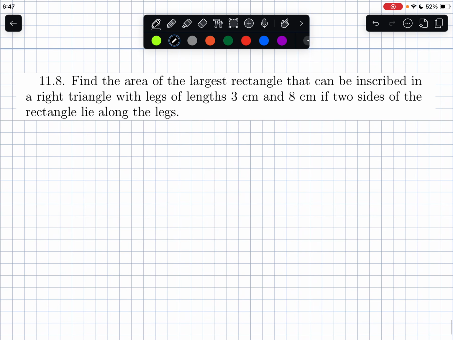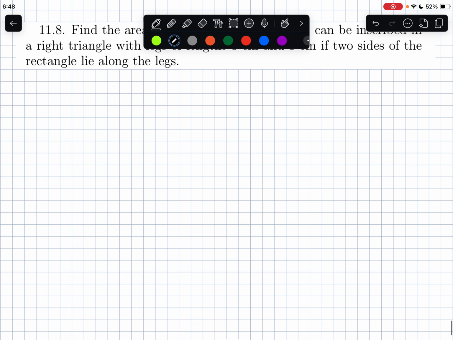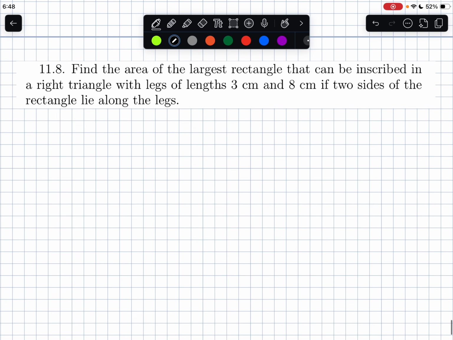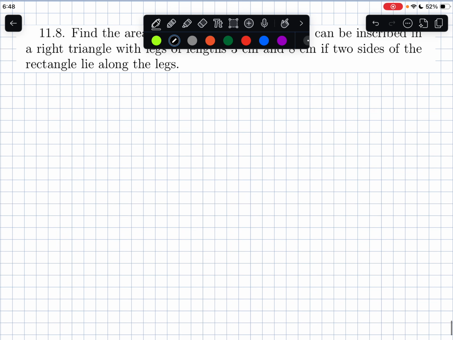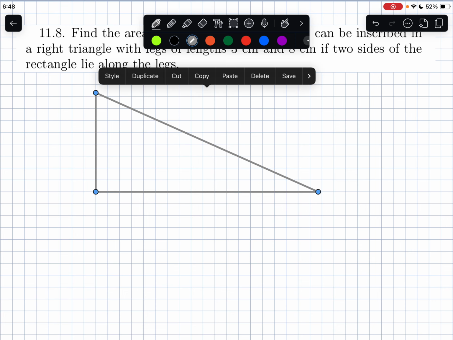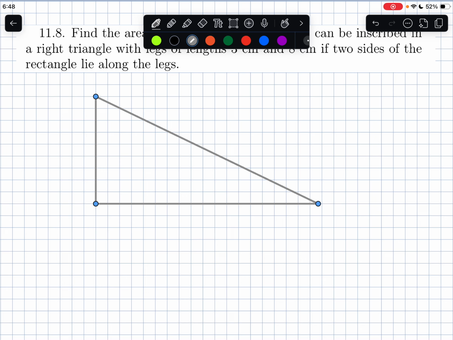Find the area of the largest rectangle that can be inscribed in a right triangle with legs of length 3 and 8 centimeters if two sides of the rectangle lie along the legs. So here's the situation. We have a right triangle, one leg of length 3 and one of length 8. Let me draw it like that. 3 is the vertical one and 8 is the horizontal one.